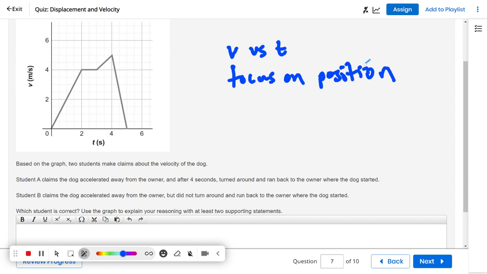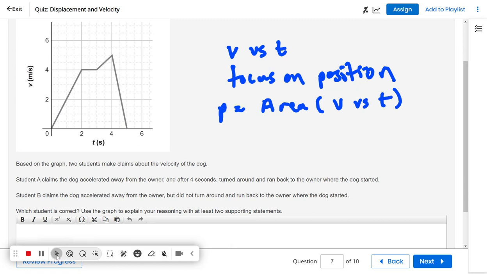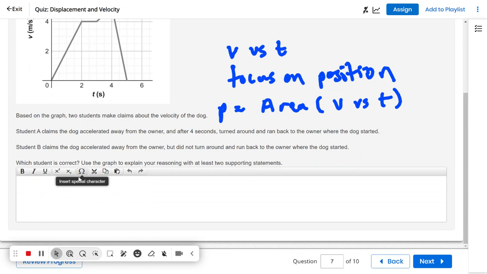Okay? So this means position is equal to area under velocity versus time. The operation that we're using is multiplication. We don't have to do any math because we have eyes. Math is based on our observation.